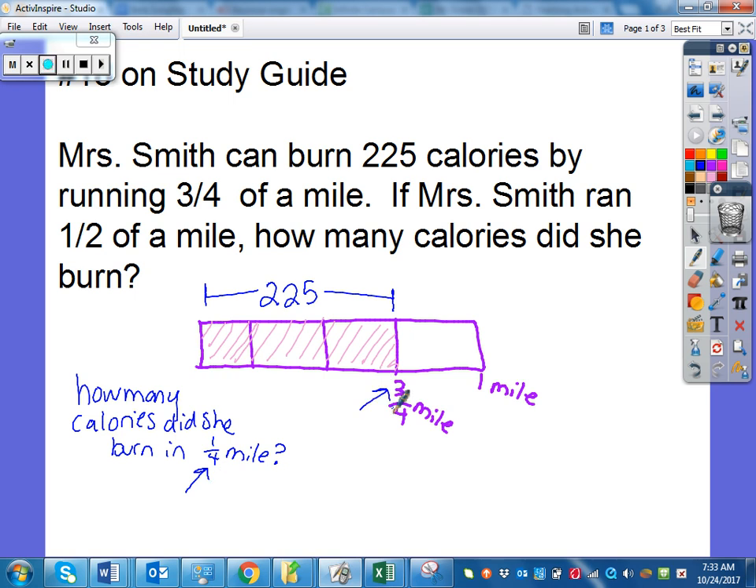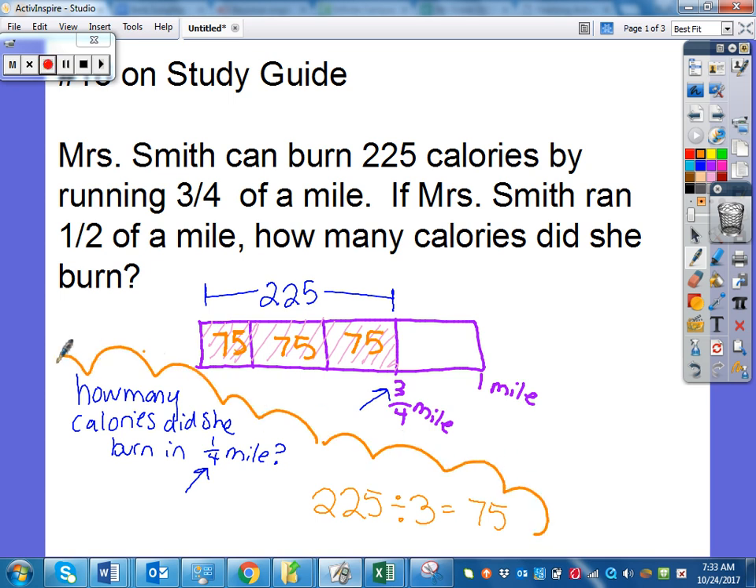So what I need to do is I just need to do 225 divided by 3. That would give me 75 calories. So I'm going to go back to my model and write in my 75 in each of the 3 boxes. You don't have to do this problem with the model, but I like this way of thinking about figuring out how much she ran in 1/4 of a mile first, breaking it down into just a smaller piece.